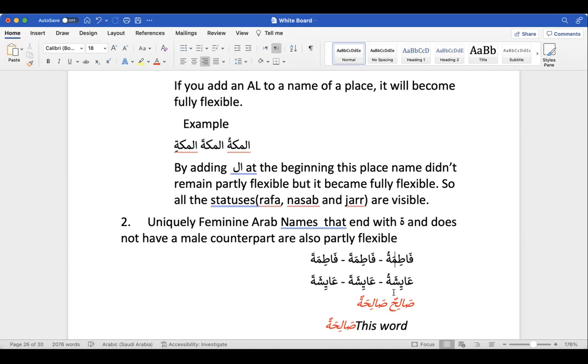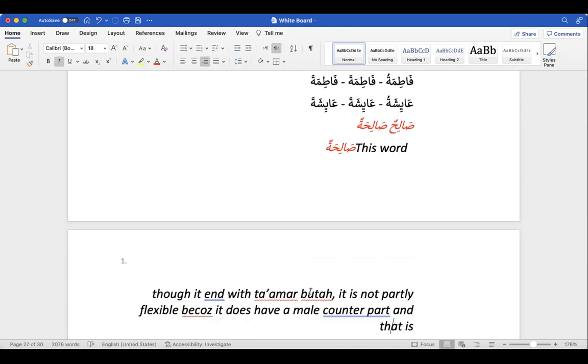So Aisha is also one of those names. Aisha, Aishata. In hadiths also, if you read about Aisha radiallahu anha, you'll see sometimes Aishatu, Aishata. Even you'll have, for example, a statement like this, min Aishata. You will not see min Aishati, because it is partly flexible. Okay. So far clear?